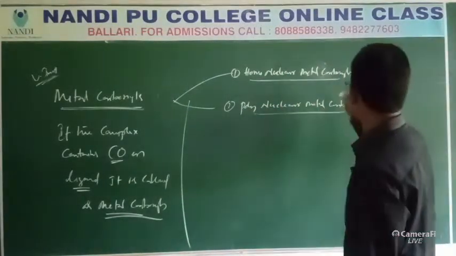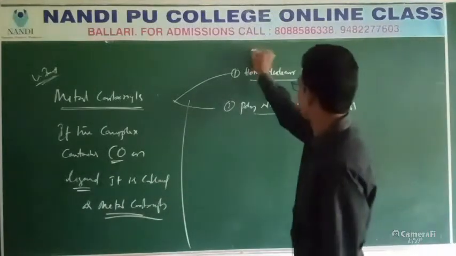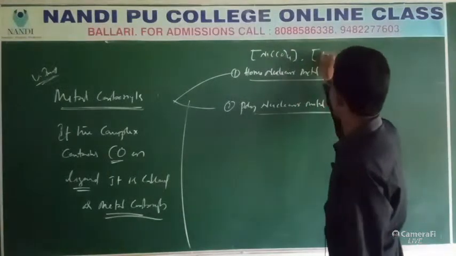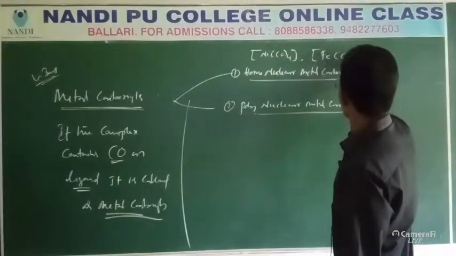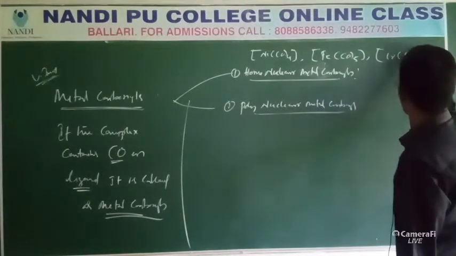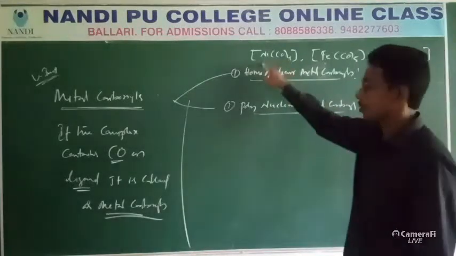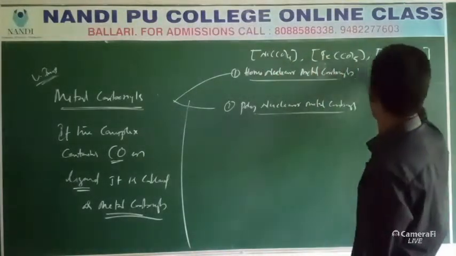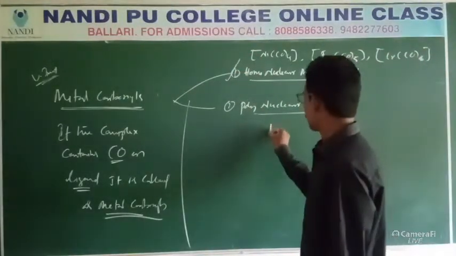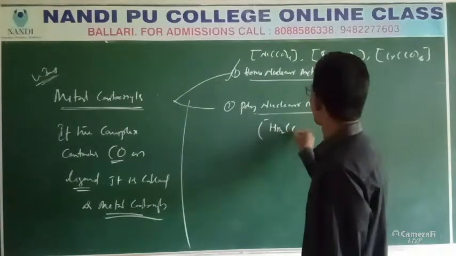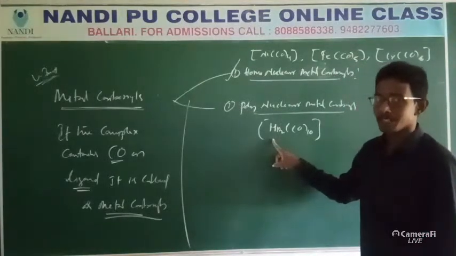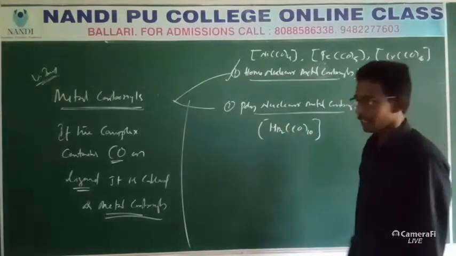For example, homonuclear, note down, children: Ni(CO)4, Fe(CO)5, Cr(CO)6. Here the metal is only nickel, only iron, only chromium. Hence these three are homonuclear. Heteronuclear: Mn2(CO)10. How many metals here? Mn2, two manganese. Hence this is polynuclear.